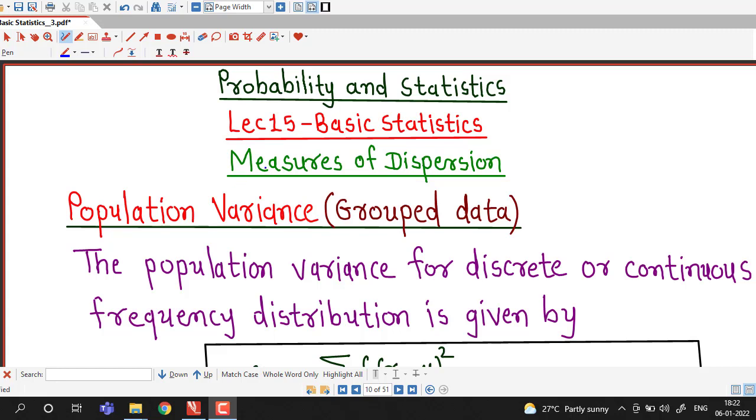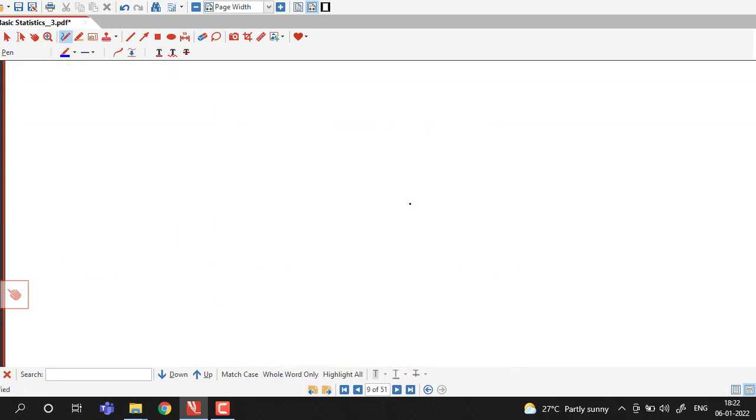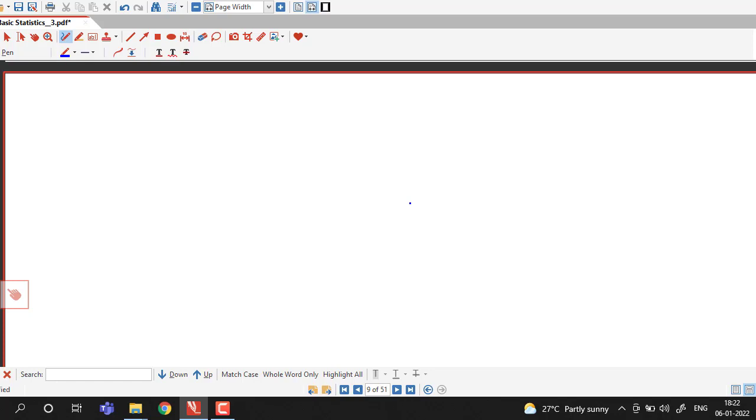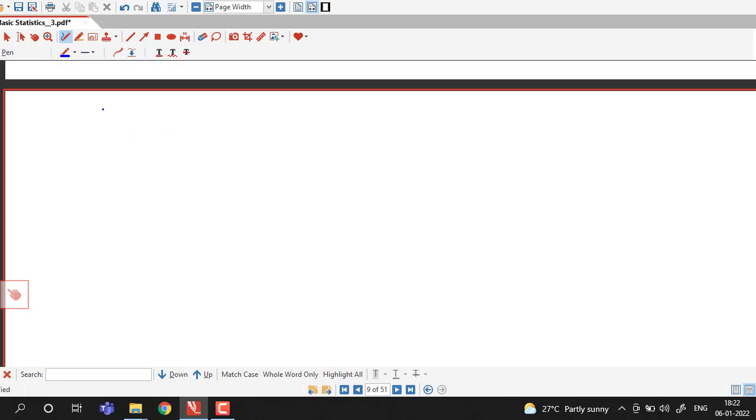In the last lecture, we discussed how to find variance and standard deviation for ungrouped data. In this lecture, we are going to discuss how to find variance and standard deviation for grouped data, or for a grouped or continuous frequency distribution. So let us recall the definition of variance for ungrouped data.